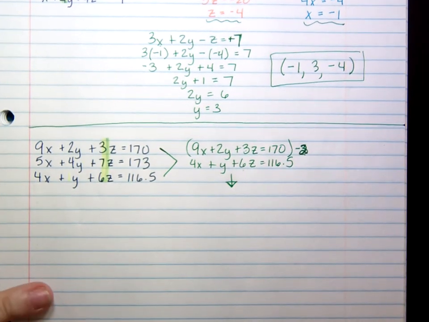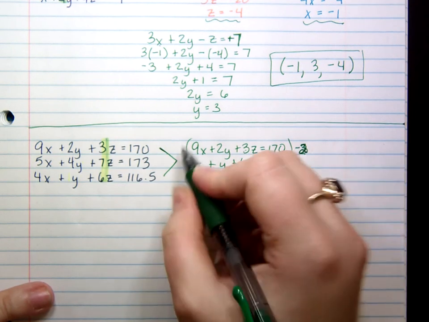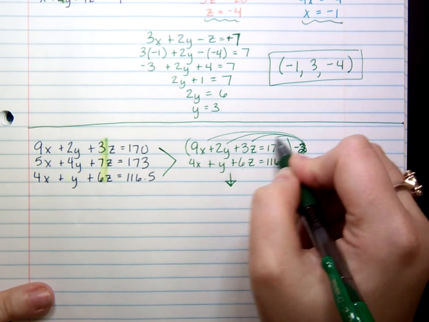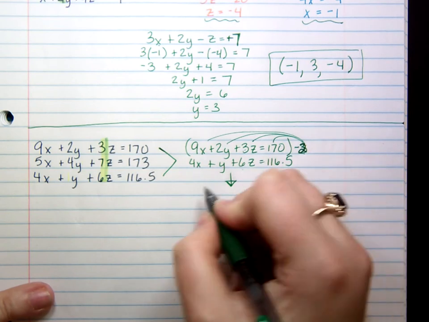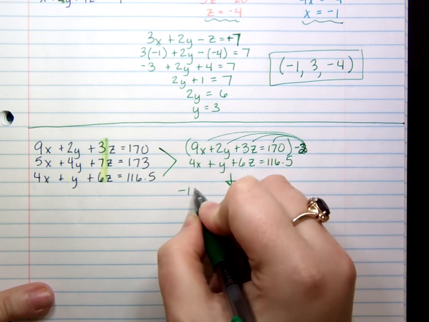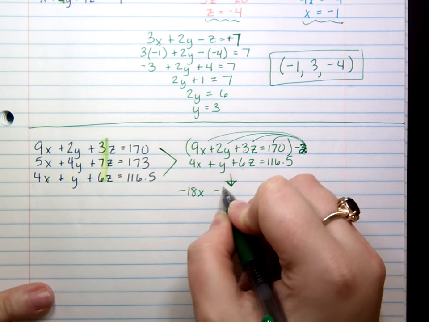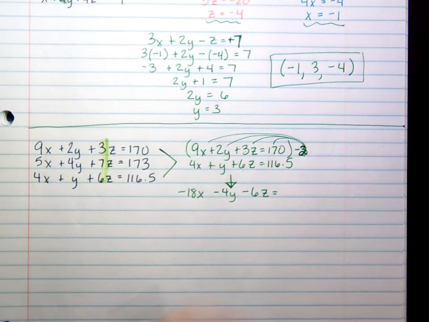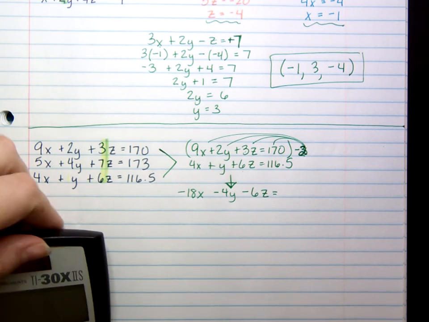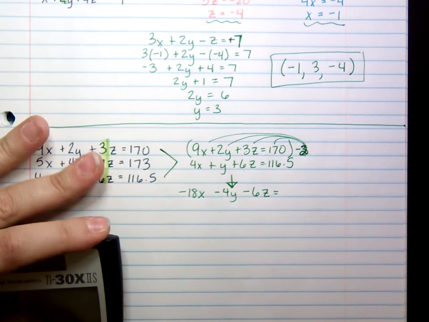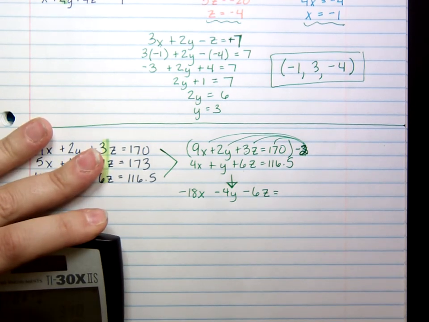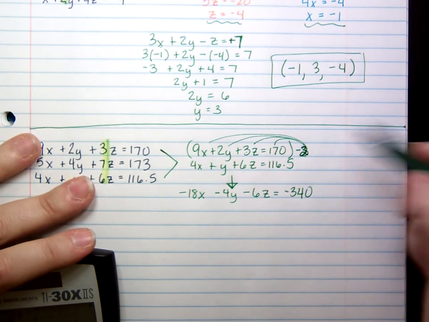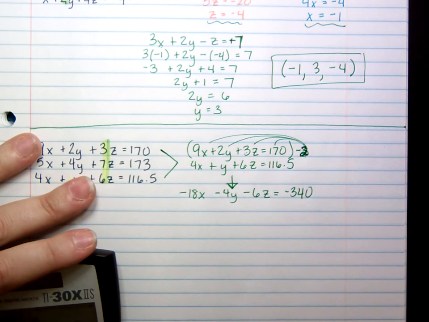So when I multiply all four numbers by -2, I'm going to get -18x minus 4y minus 6z equals -340, I believe. Let me double check myself. Yes. Sorry, I wanted to check after I made a small mistake here. I didn't trust myself anymore.